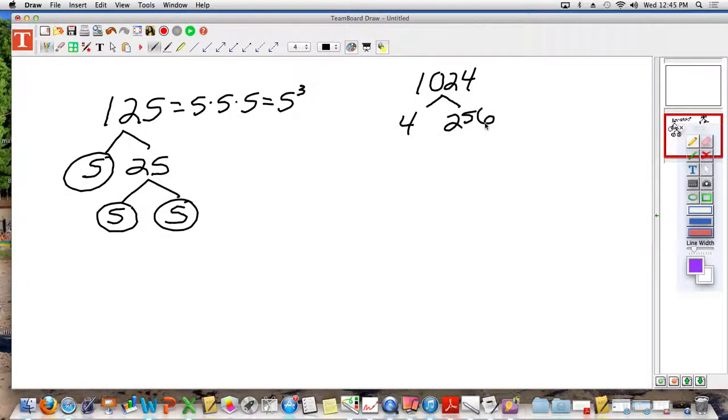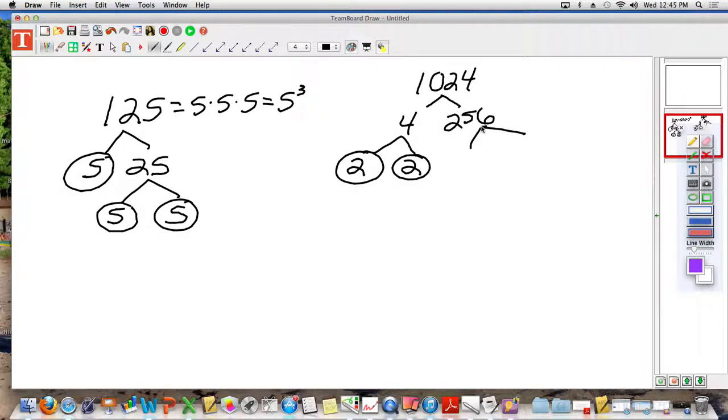4 works. So we could have went with 8. 8 probably would have been quicker. All right, but 4 is not prime, so I have to break that down. What multiplies to give me 4? 2 and 2. I circle the 2.